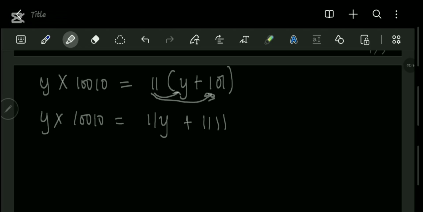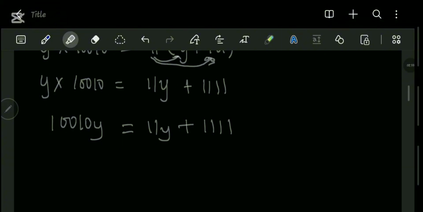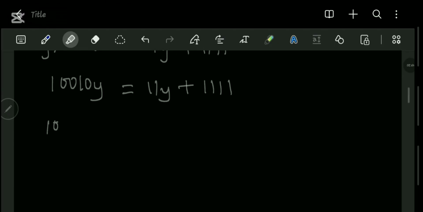We can decide to collect like terms. So if I join this together, y multiplies this to give me 10010y, and that's equal to 11y plus 1111. So we collect like terms. 11y is coming to meet this one here, and this 11y is a positive term, so when it comes here it becomes negative. So we have 10010y minus 11y, and that's equal to what's left here, 1111.